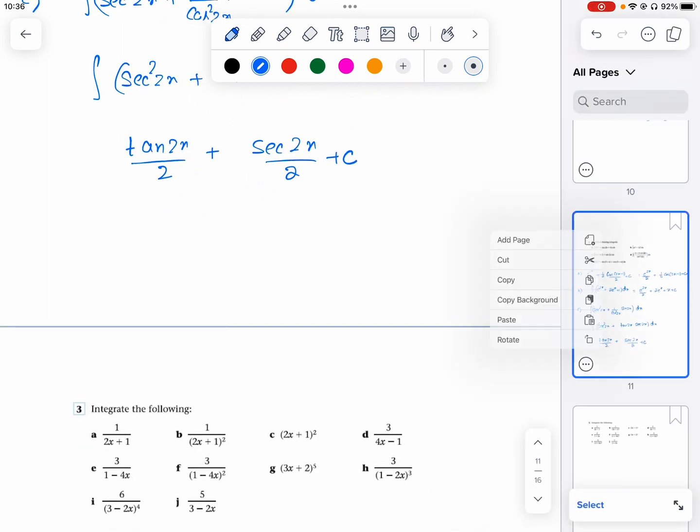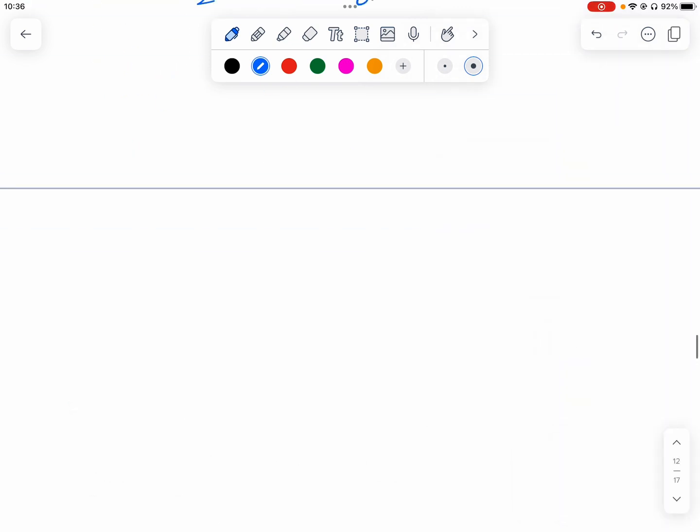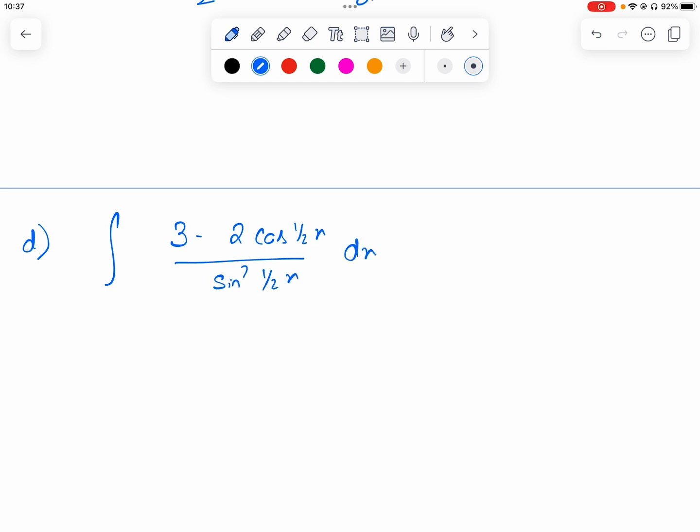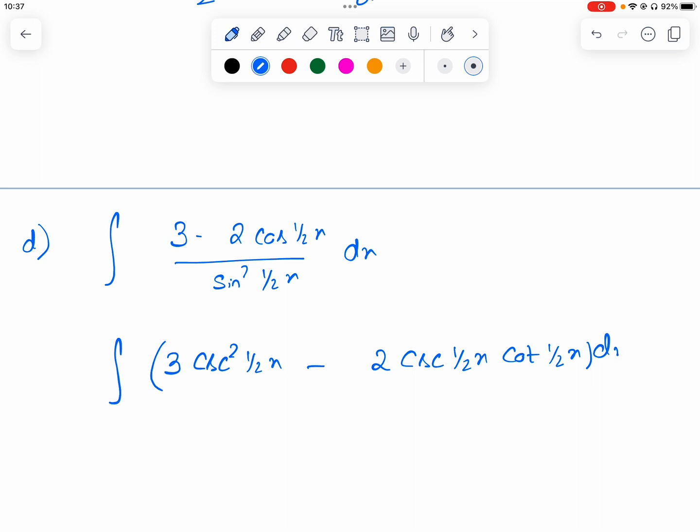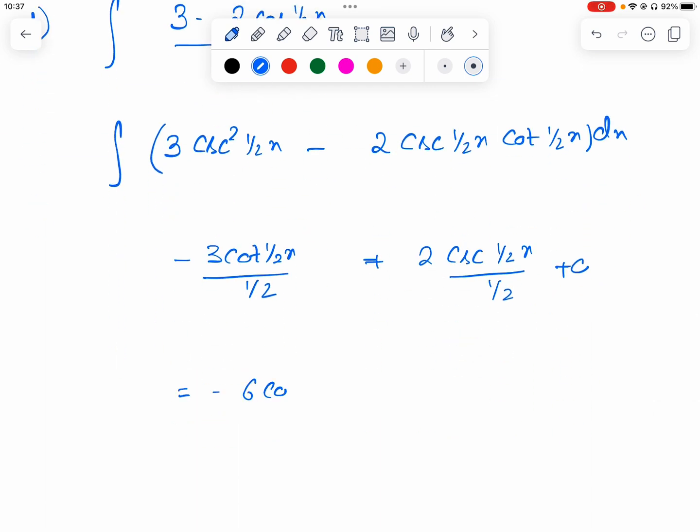Part D, integral of 3 minus 2 cos of half x divided by sine square half x dx. So bifurcate, 3 upon sine square is nothing but what? Cosecant square half x minus 1 cos upon sine will become cot and another sine will become cosecant. So cosecant half x and cot half x dx. So 3 cosecant square is nothing but what? Minus 3 cotangent half x divided by half minus of minus, it becomes plus 2 cosecant half x divided by 1 upon 2 plus c. So the answer is going to be minus 6 cot half x plus 4 cosecant half x plus c.